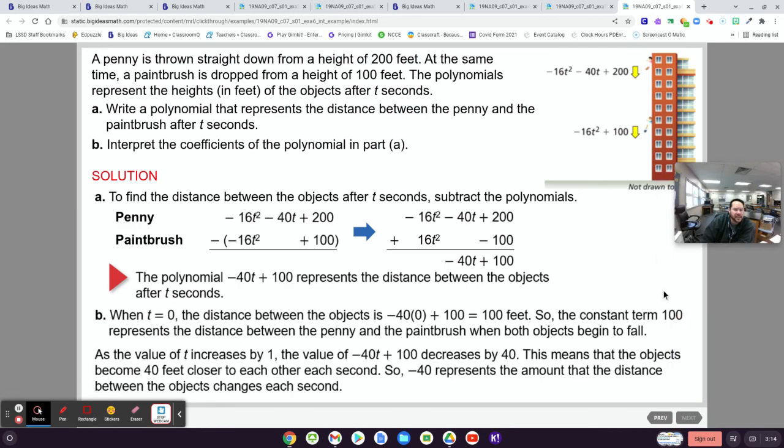So when t equals 0, the distance between the objects is 100 feet. So that tells you that at the beginning, when they're first dropped, they are 100 feet apart, which you can kind of see in the picture here. And then as the value of t increases by 1, this value decreases by 40. So they get 40 feet closer every second.